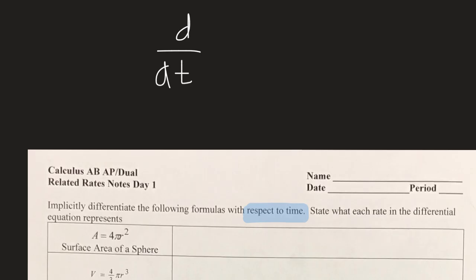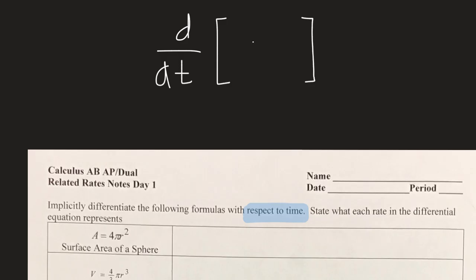Okay, now notice you're never going to have time as one of your variables, right? Time is not going to be a variable. It's going to be the radius, or a height, or a hypotenuse, or an angle, right? All of these things are not with respect to time.